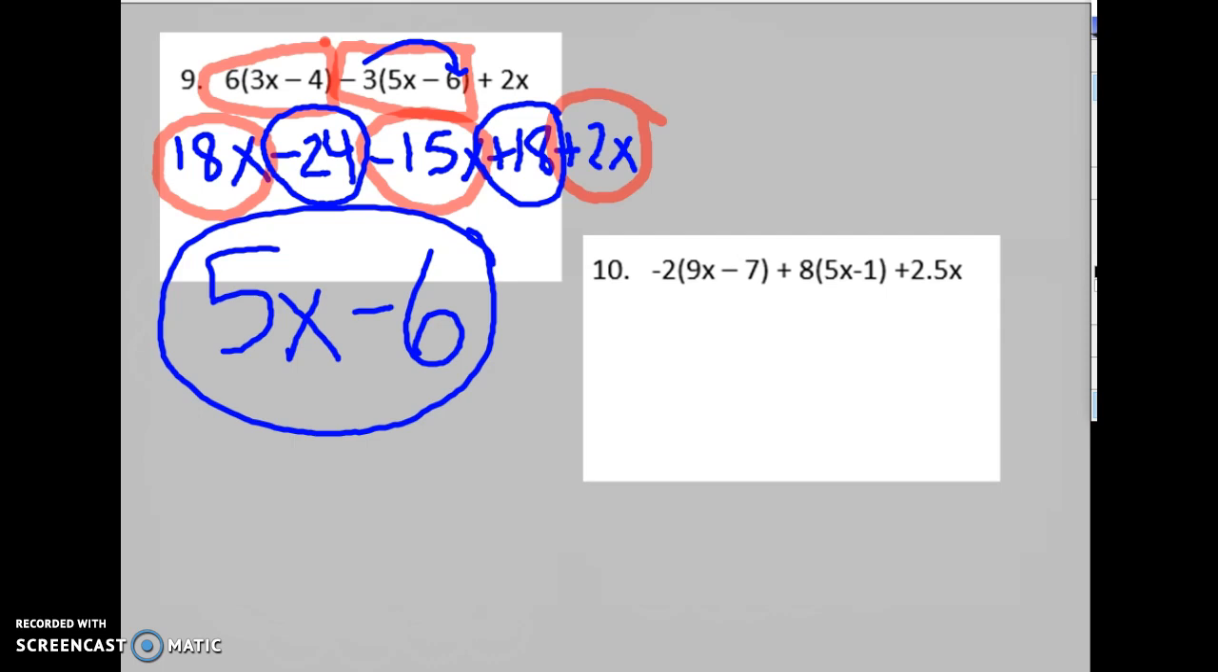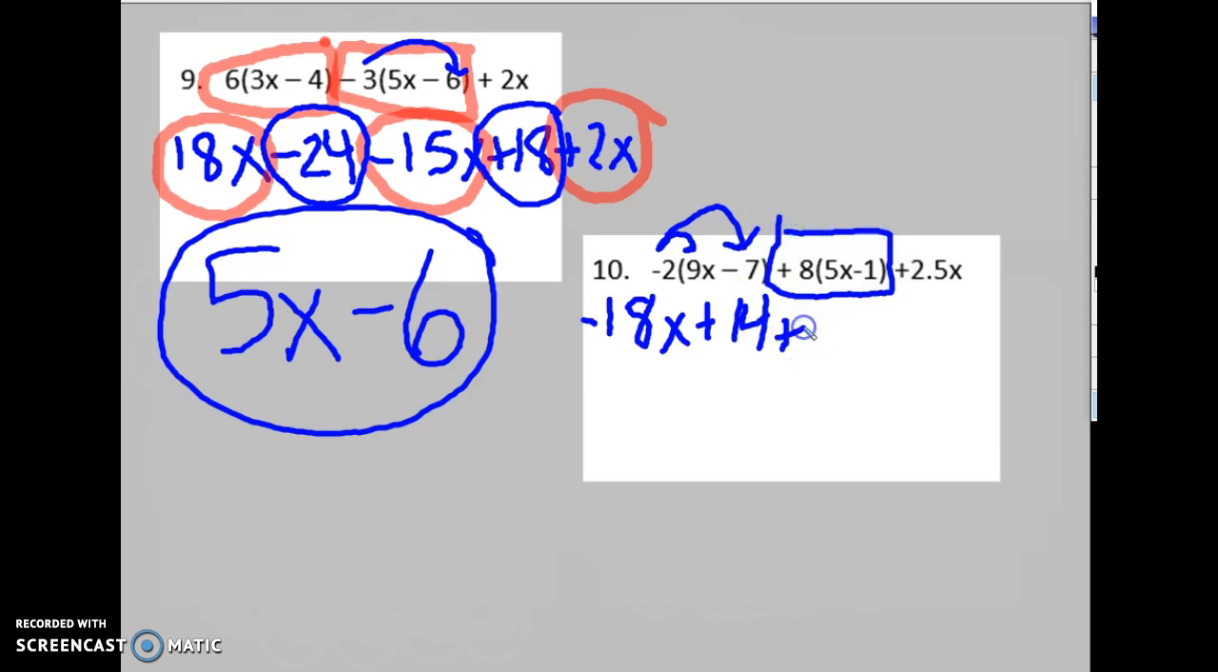So negative 2 times positive 9x gives me negative 18x. We're going to do negative 2 times negative 7, which gives me plus 14. Then we're going to move on to our next set of distributive property, which is here. So we're going to do positive 8 times 5x, which gives me positive 40x. We're going to do 8 times minus 1, which gives me minus 8. And then notice that that 2.5x is not inside the parentheses, so we're just going to put plus 2.5x at the end.